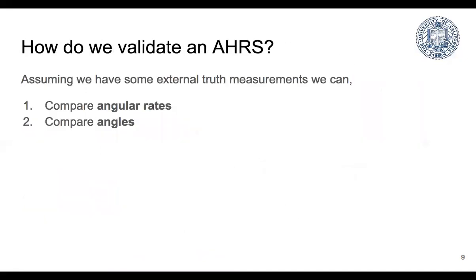So once we do this and we apply our complementary filter, or perhaps we have a different one, such as a Kalman filter, we have to validate that AHRS. The complementary filter is part of the AHRS along with the IMU sensor head, and we have to make sure that it's actually working. So we could compare angular rates. We could compare the angles themselves, the Euler angles.